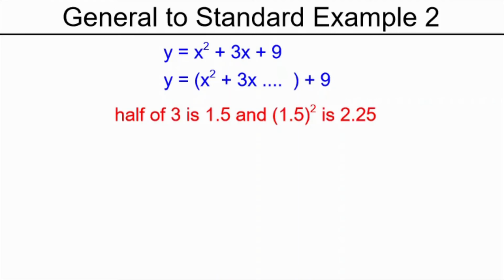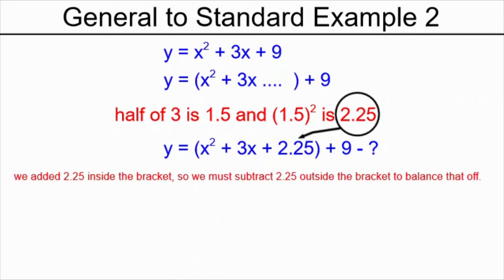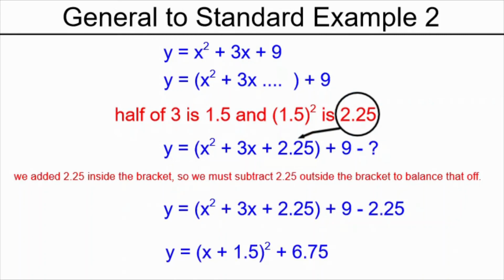Half of 3 is 1.5 in decimal form, and 1.5 squared is 2.25. So we rewrite the equation adding 2.25 inside the bracket. But we have to balance that out by subtracting 2.25 outside of the bracket. That gives us this. We now have our perfect square trinomial, which can easily be factored to give x plus 1.5 times x plus 1.5.